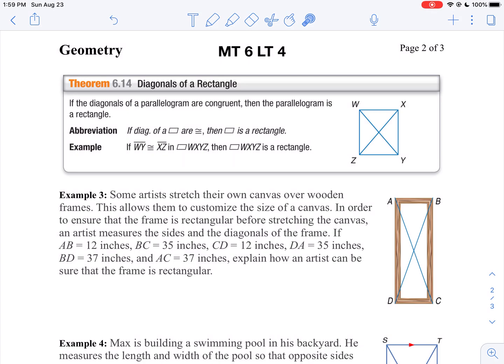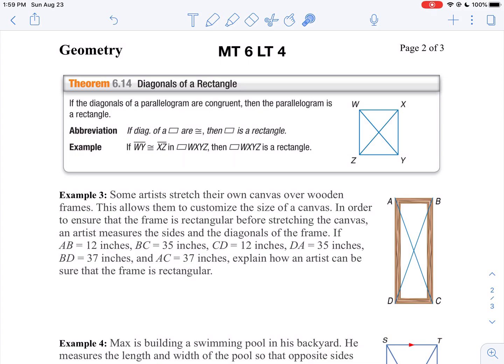Sometimes this is called the construction theorem, because when you're constructing a doorway and you want to make sure you have a right angle frame, because you don't want your frame tilting, rather than getting out something to measure the angles, you just make sure the opposite sides are congruent, so it's a parallelogram, and then you make sure the diagonals are congruent, so you just measure the diagonals to make sure they're the same.